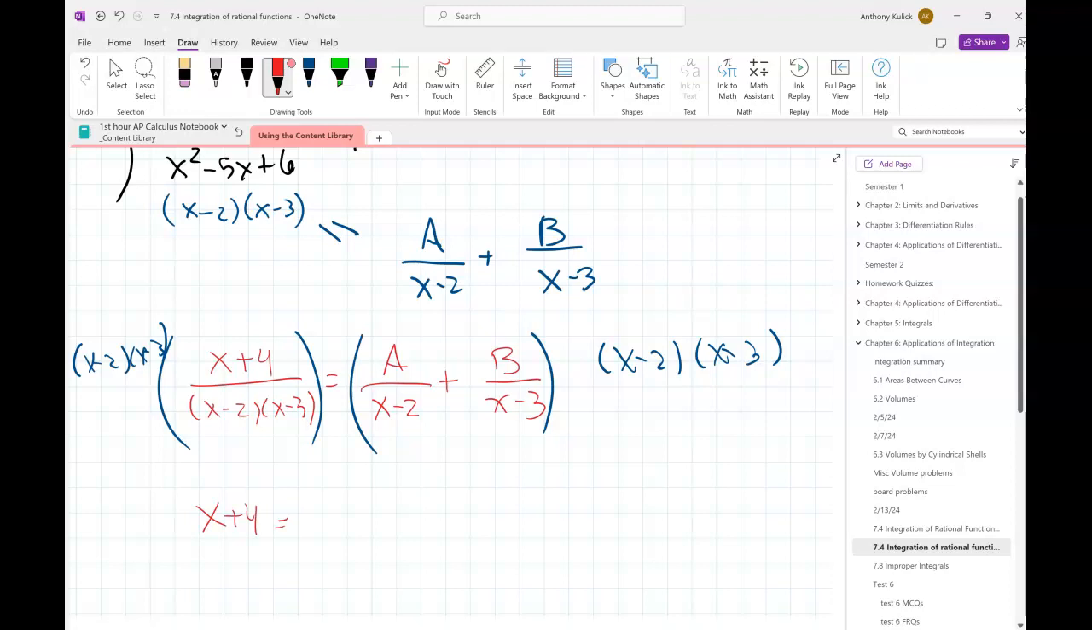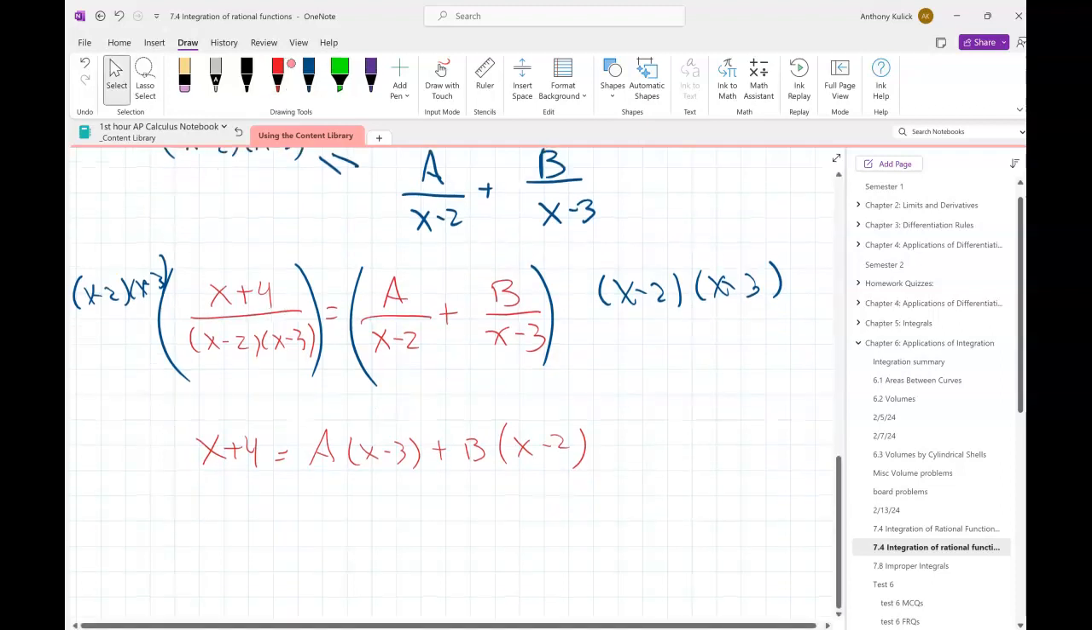When I multiply the left-hand side, everything just cancels out and I'm left with x plus 4. Everybody's okay? When I do it to the right-hand side, the x minus 2's cancel and I'm left with a times x minus 3. And the x minus 3's cancel and I'm left with b times x minus 2. Everybody's okay? How I got to here? I'm now going to distribute my a and my b through.